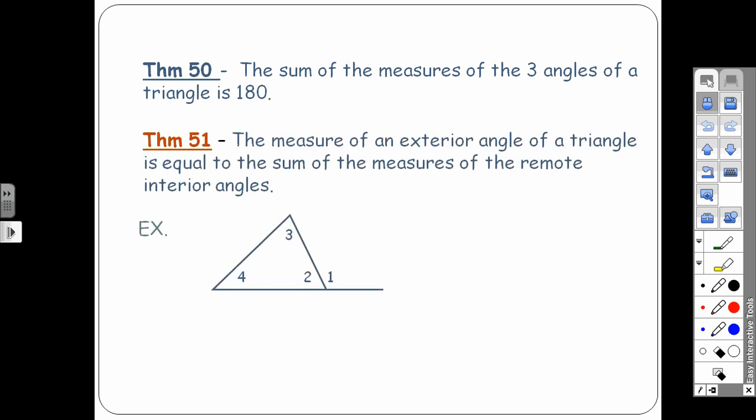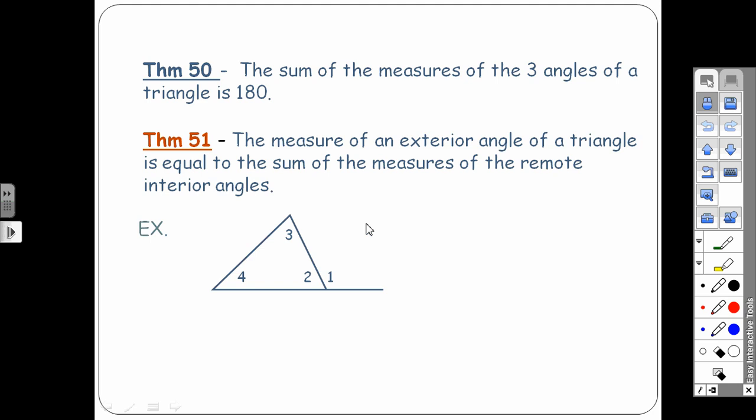Okay, so theorem 51 is a little bit more interesting, which says that the measure of the exterior angle of a triangle is equal to the sum of the measures of the remote interior angles. So you're probably scratching your head right now and saying, wait, didn't we already have a theorem that talked about the remote interior angles and the exterior angle? And didn't it say that the exterior angle was greater than either remote interior? And you'd be right. However, this theorem, this one's more exact.